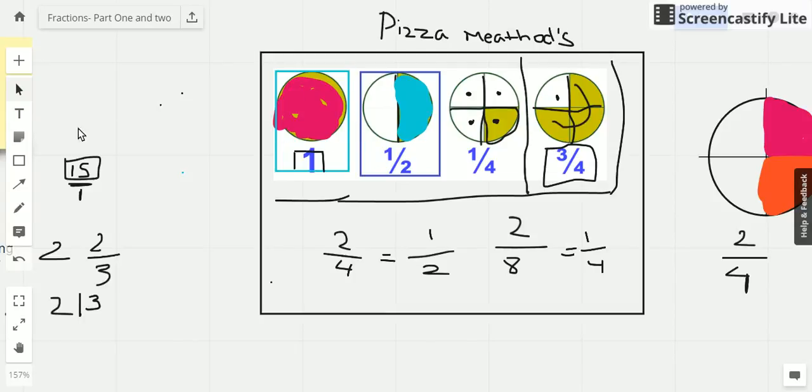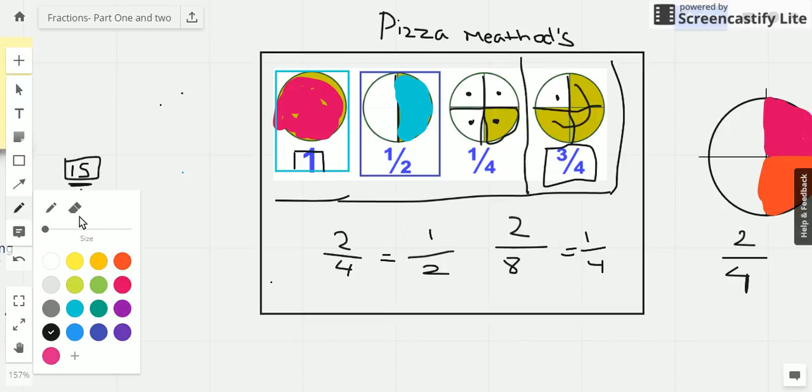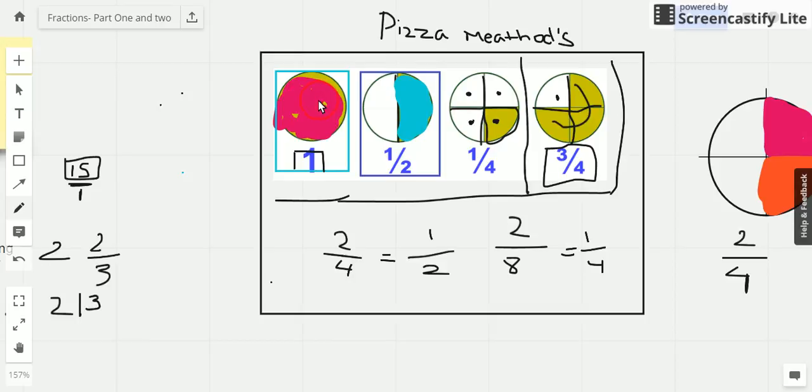Sorry guys, I didn't color it in right. I was too lazy to do it. You know how lazy people are these days. So basically I colored in maybe half of it, and I want to color this in right now.